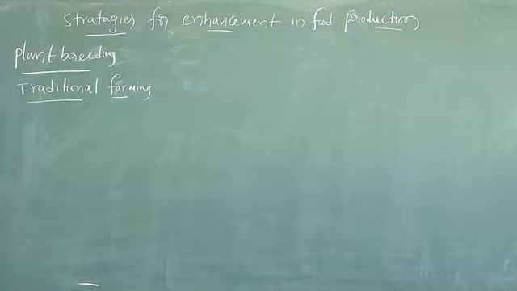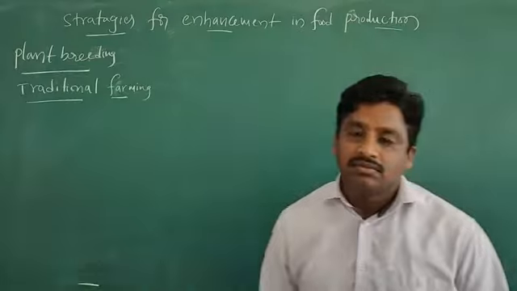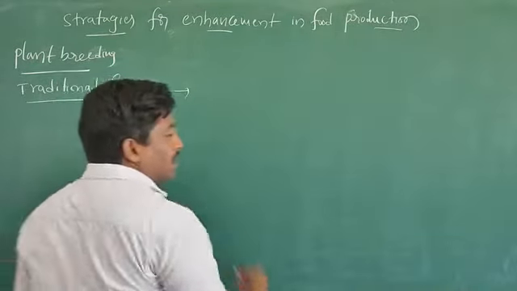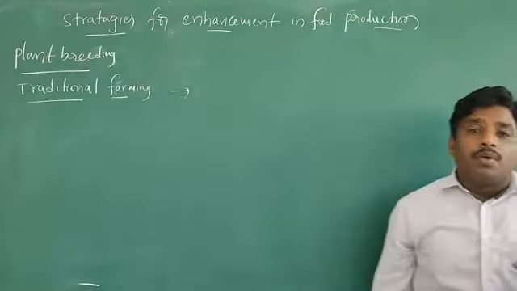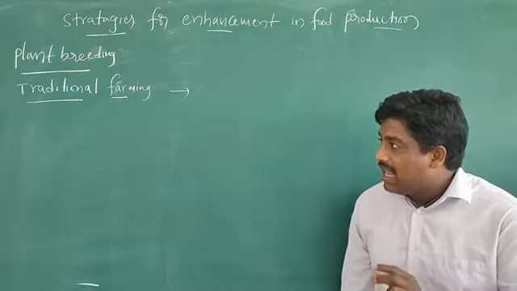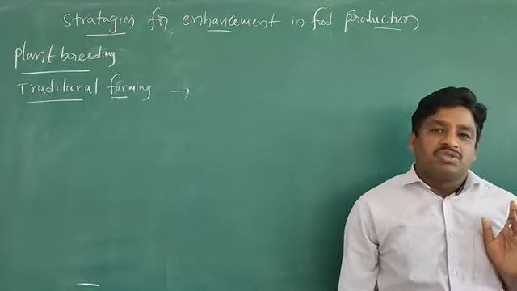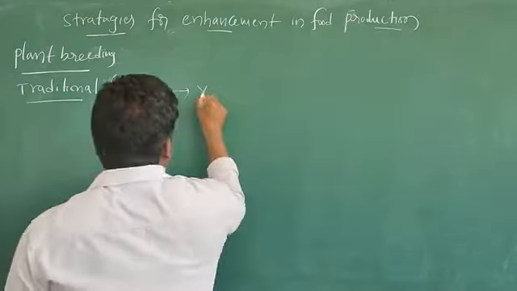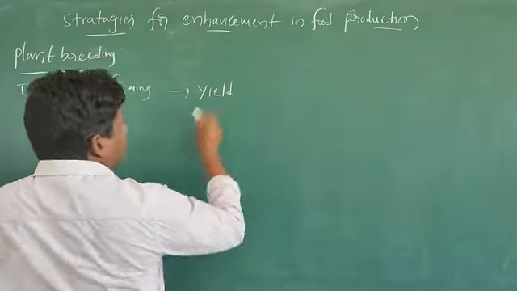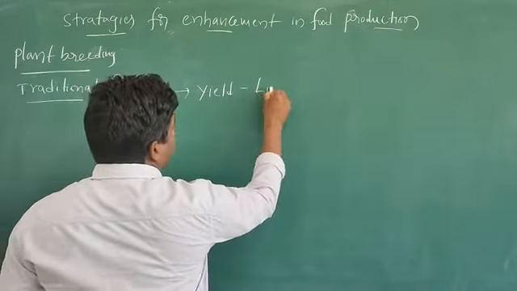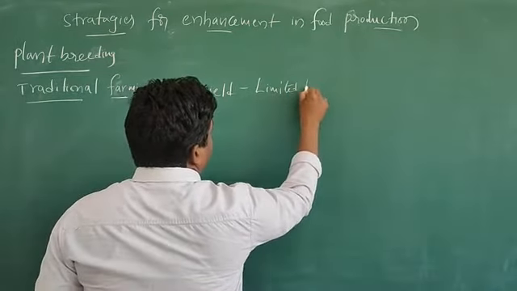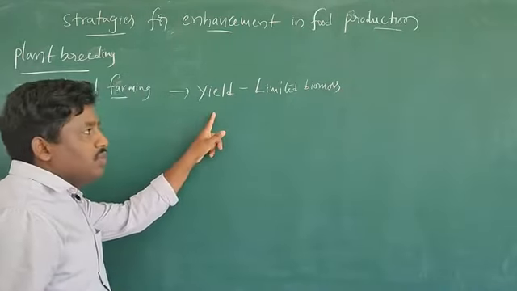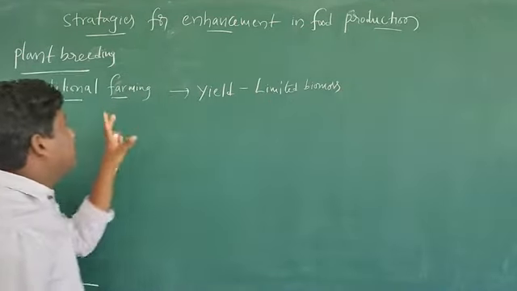In this traditional farming, the yield is limited in biomass. So, in this method, the yield produced is limited in biomass. That means, how is the yield produced?